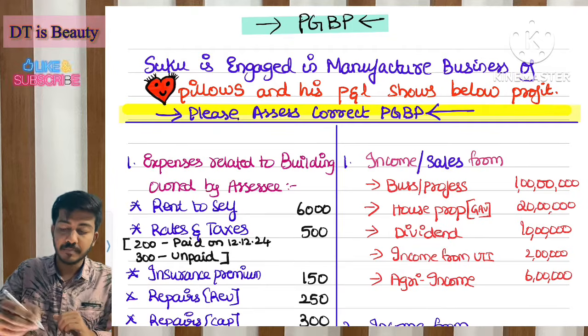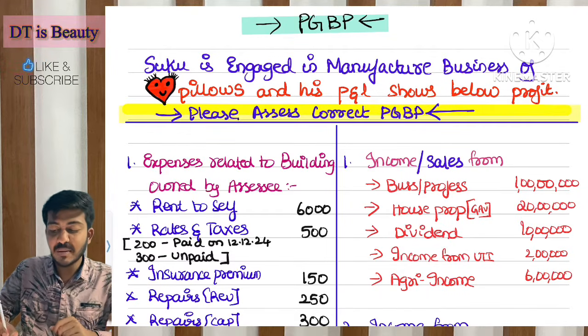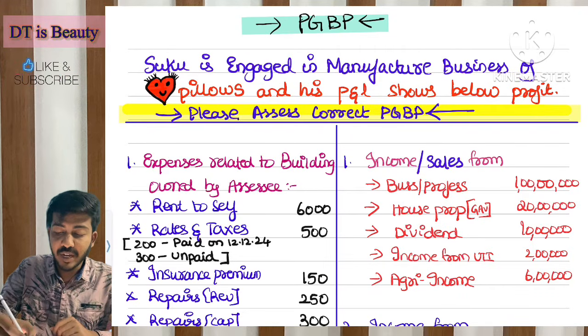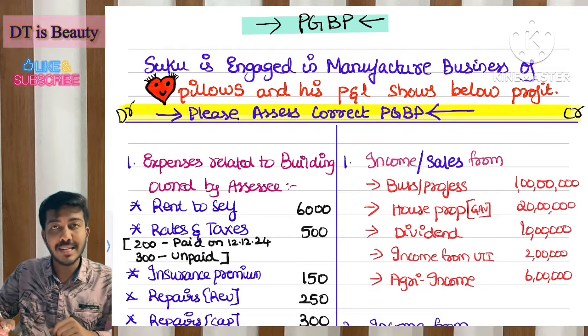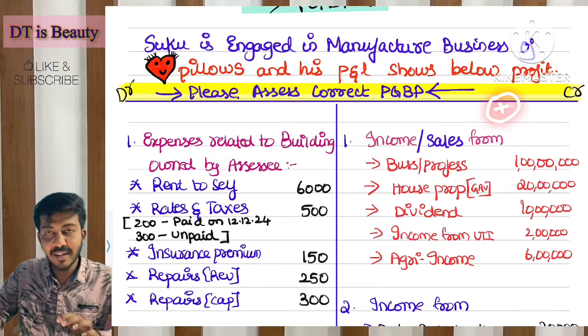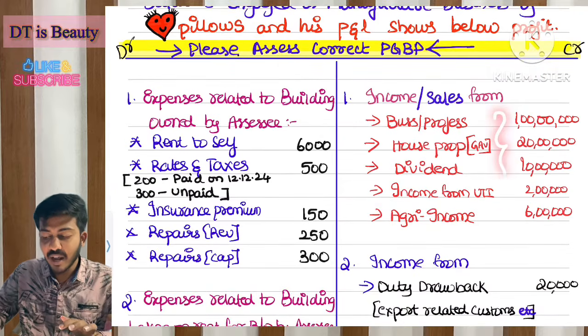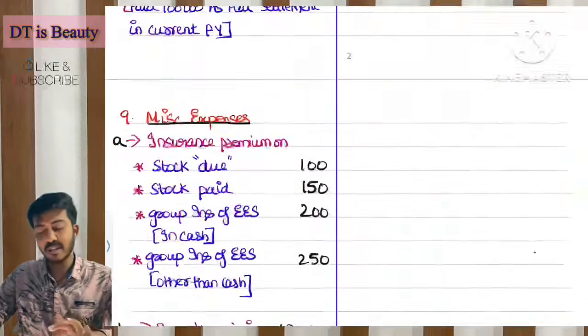Okay. Now let us go into the topic. Suku is engaged in the manufacturing business of pillows and his P&L shows the below profit. So this side we can call the credit side and this side we can call the debit side. Now in the credit side, if there are any mistakes, which means they would have added the items in the credit side, we will present the answer in this way.